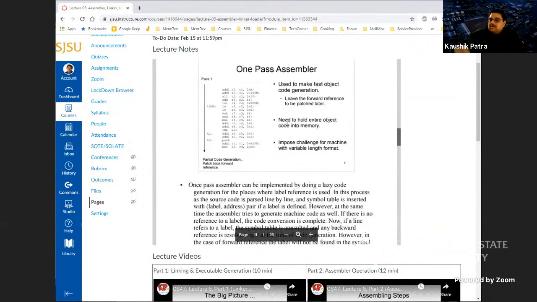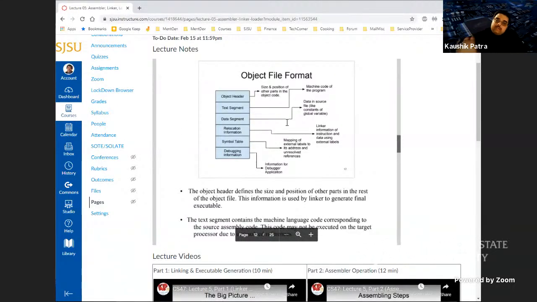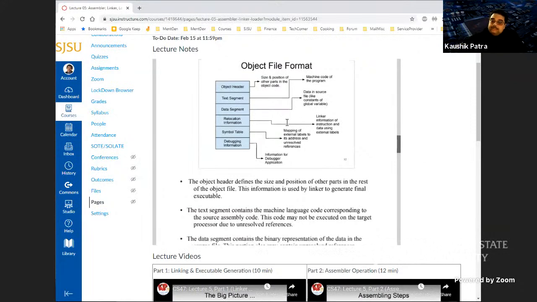And then we talked about a little bit of theoretical discussion on the one-pass assembler, how it looks and what the pros and cons are. This is more from a theoretical perspective. And then we talked about some object file formats. Again, this is just information. We won't be dealing with the object file format in the rest of the semester. This is mainly focused for the compiler classes.